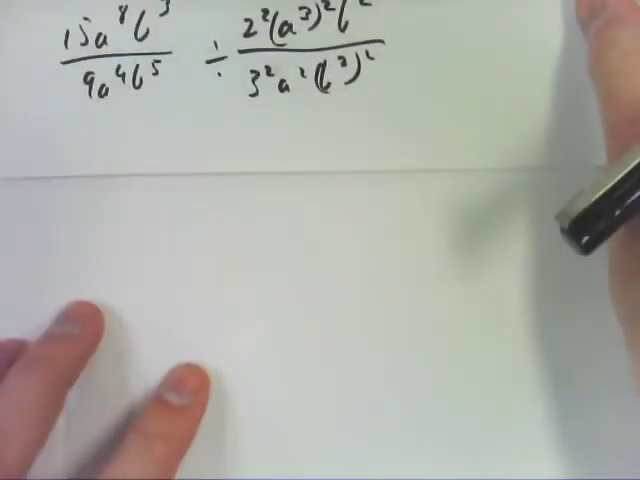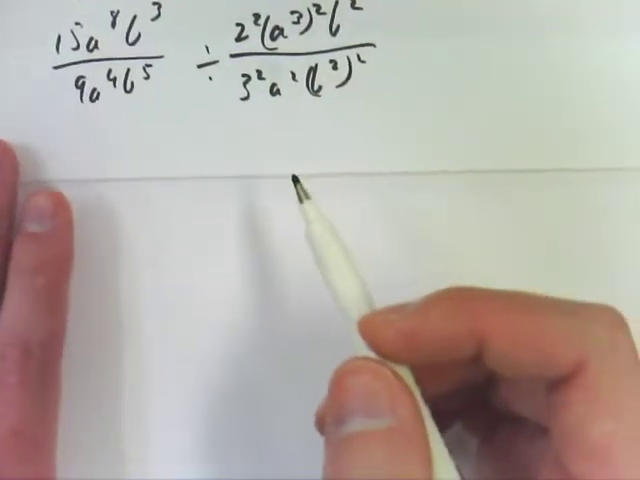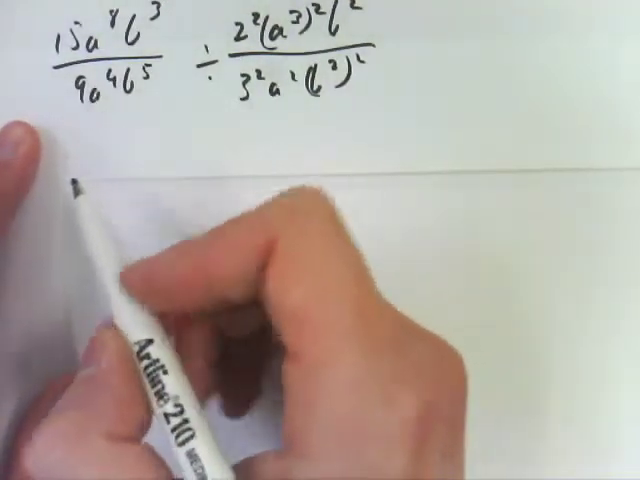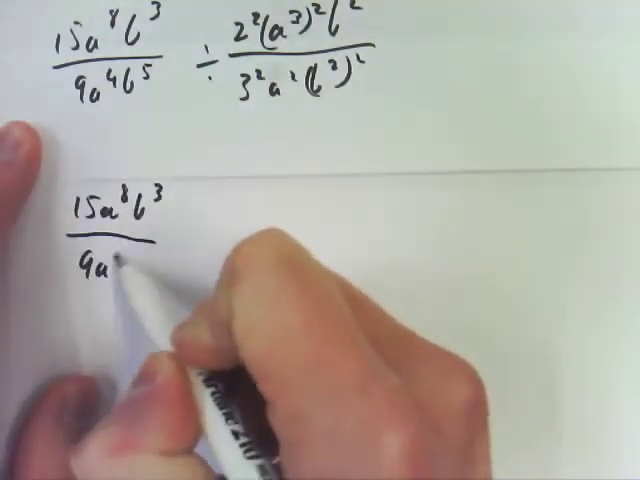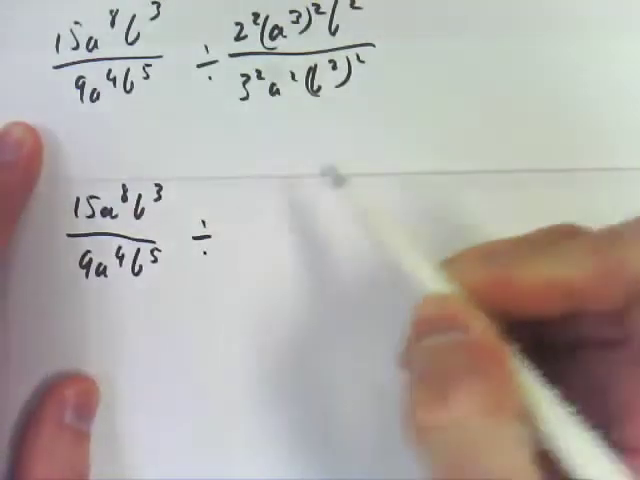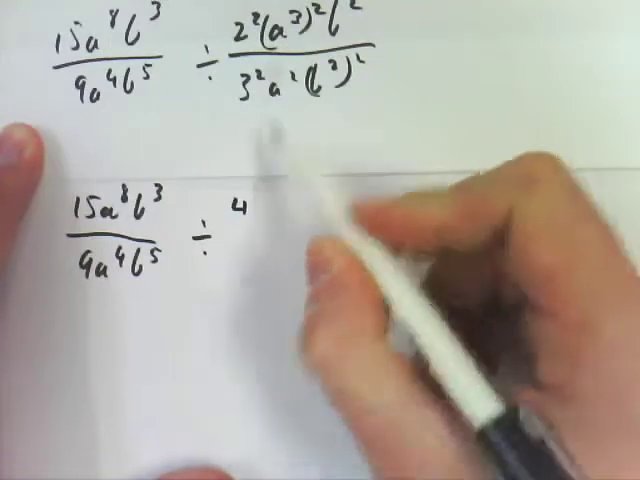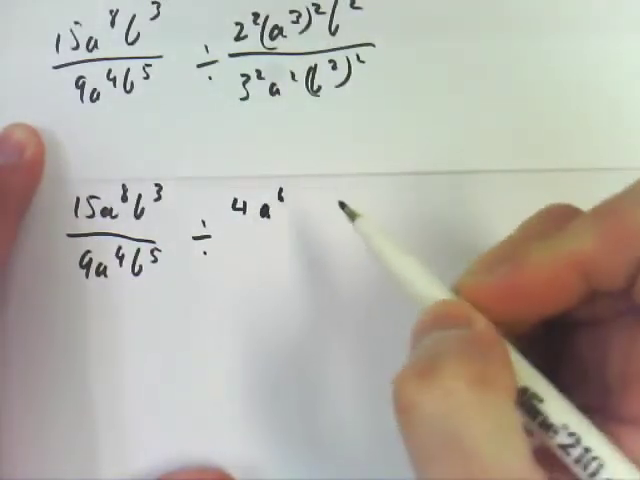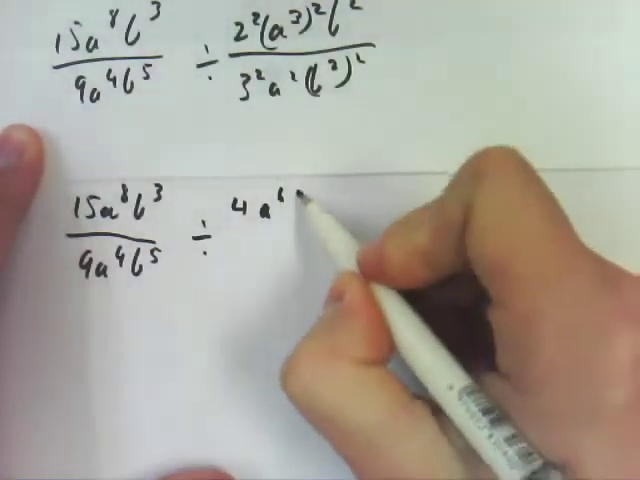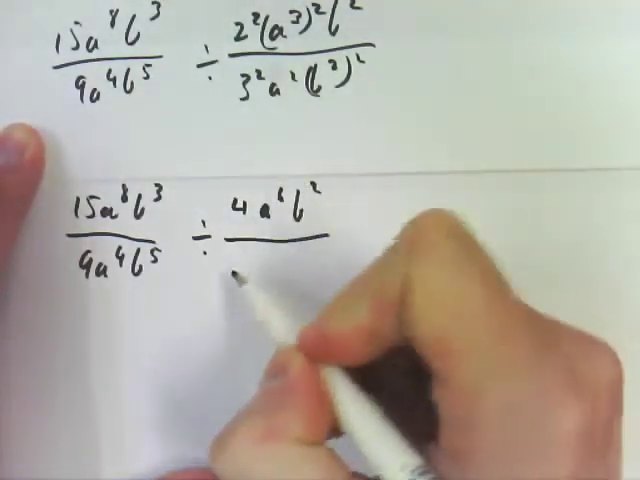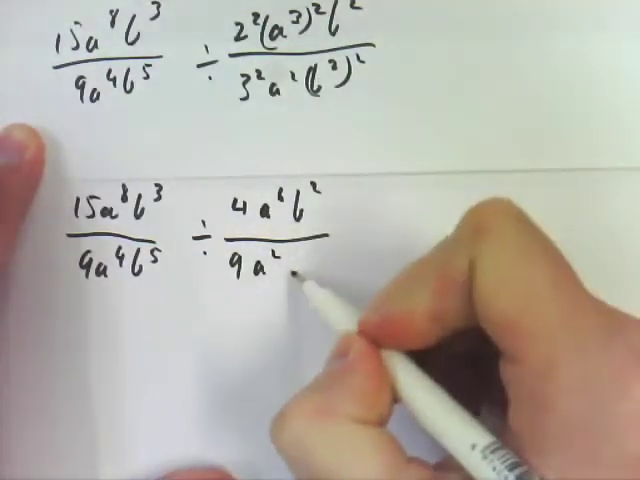If we keep that the same again, 15a to the 8, b cubed divided by 9, a to the 4, b to the 5, divided by, and then we're just going to simplify this section here. 2 squared is 4, a cubed squared is a to the 6, according to our index rule with brackets. b squared stays as b squared, divided by 3 squared is 9, a squared stays as a squared, b squared squared is b to the 4.